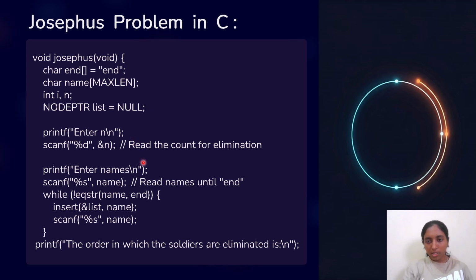Next, we have prompted the user to enter the name, and it reads the first name into the name variable. Next, we have written a while loop in which the condition is that it keeps inserting names into the circular linked list until the user types end. And we have used the eqstr function to compare the current name with the end name. Next, we are printing the header before elimination starts. Let's continue with the next slide.